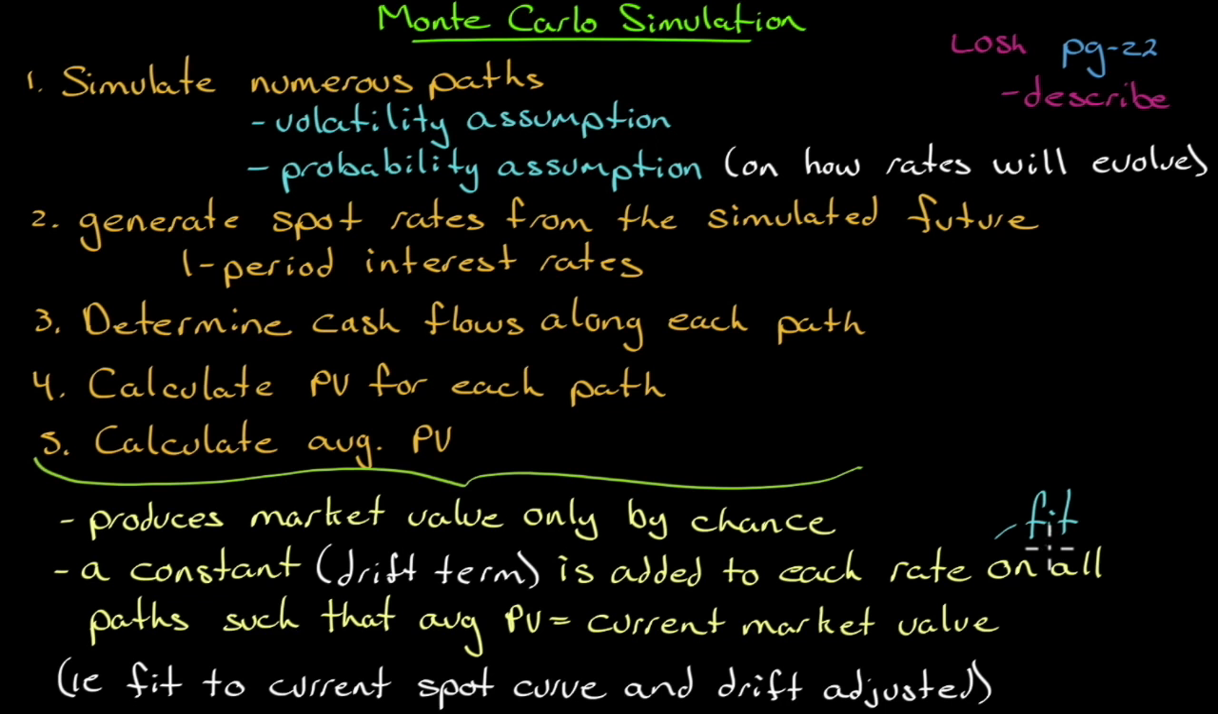So we'll simulate a bunch of different paths. From that, we'll generate spot rates for each of the one period interest rates along the way. From those interest rates, we can determine our cash flows, calculate present value, and calculate the average, but we won't get the market price. We must fit it to the current spot curve such that the average present value now equals the current market price. That is fit to current spot curve and drift adjusted. Once this is done, we say that it is drift adjusted.